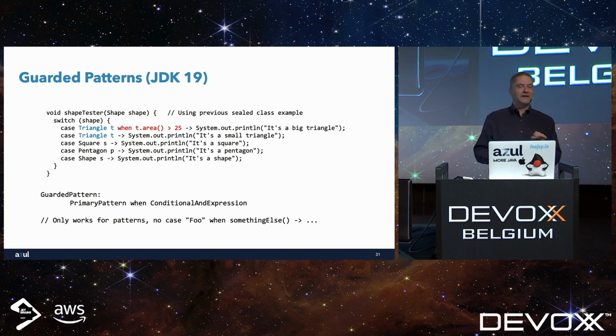Not totally sure about this. But anyway, what they said was, for a guarded pattern, rather than using the AND operator, let's say case triangle T when T.area greater than 25. It does make it a little bit more readable, I suppose, in terms of English, but it does create some problems. The first thing is this only works for patterns. So you couldn't do case foo with a constant string when something else. That won't work. So it only can be used in patterns like this.